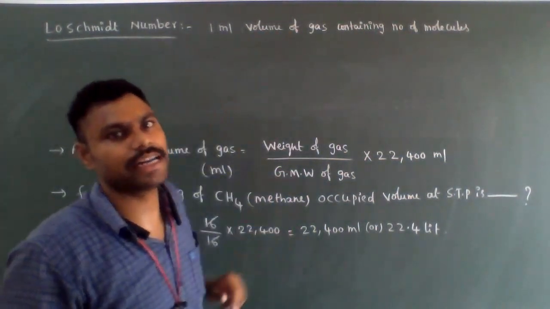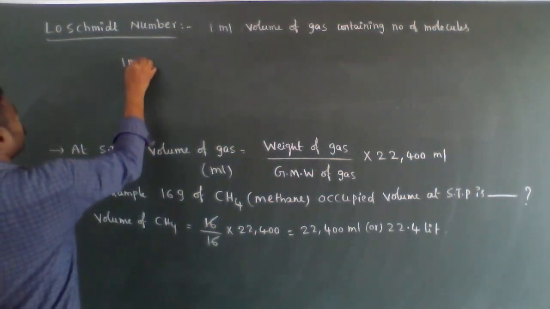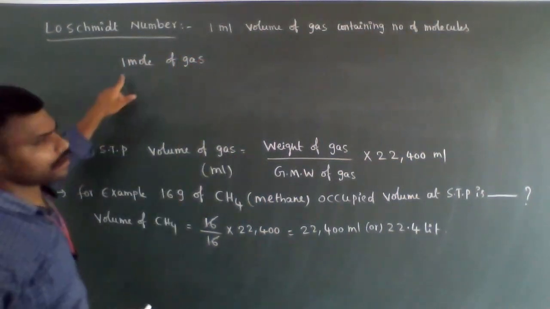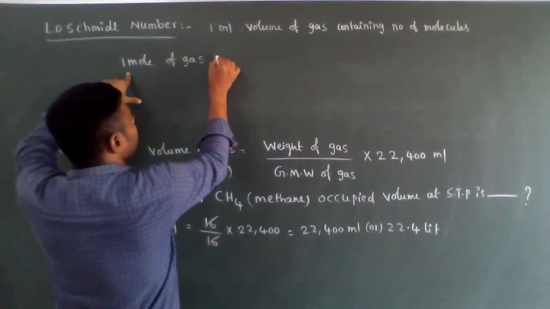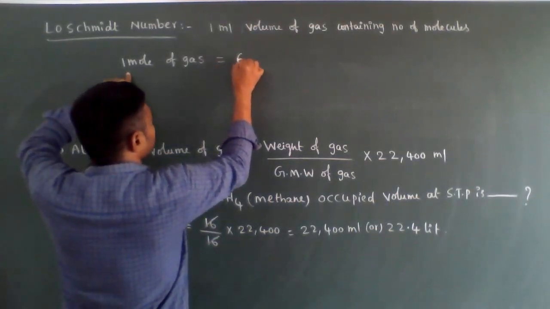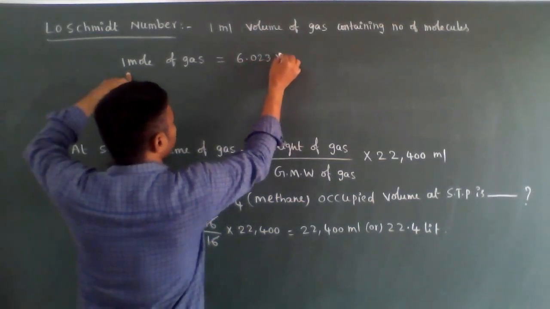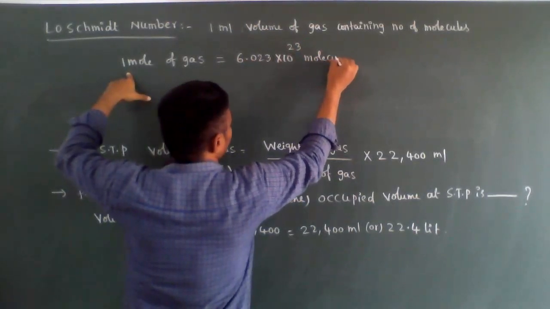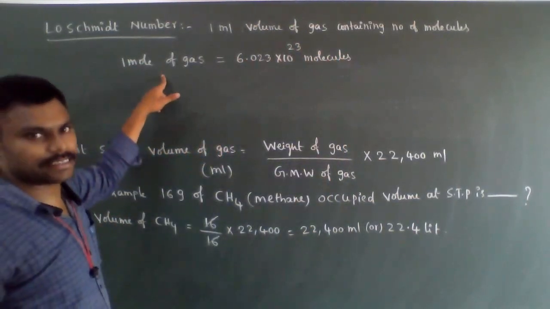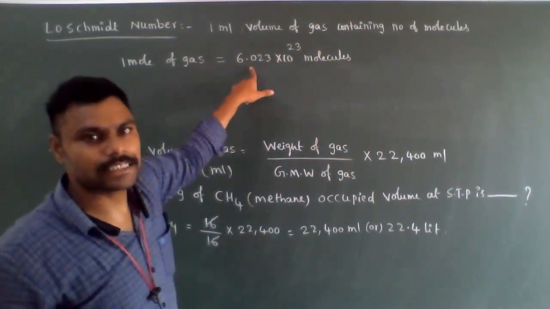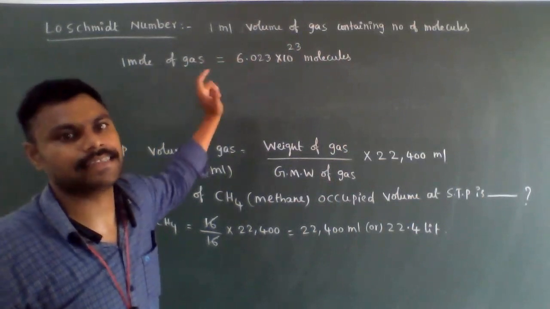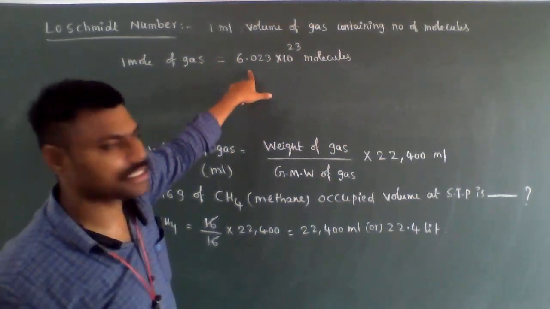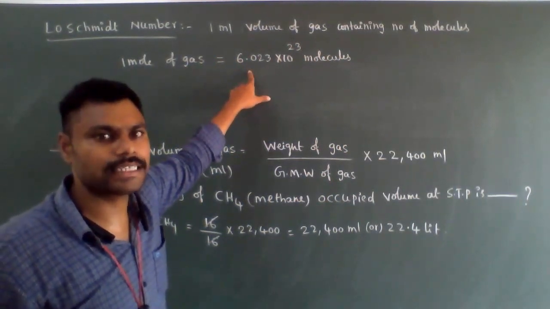Okay. Already we have one relation: 1 mole of gas. What is the meaning of 1 mole of gas? 1 mole is nothing but the Avogadro number, 6.023 into 10 to the power of 23 molecules. Gases are not in atomic state; they always exist in molecular form.